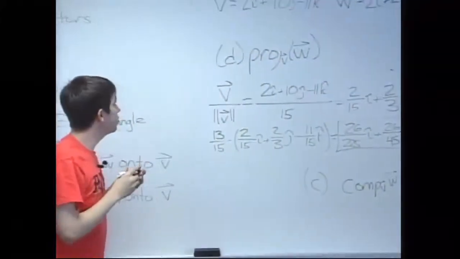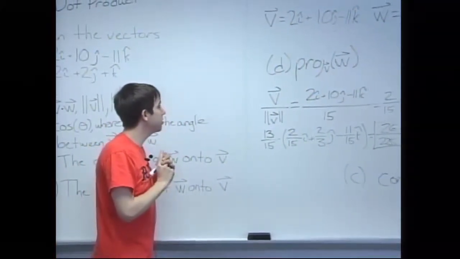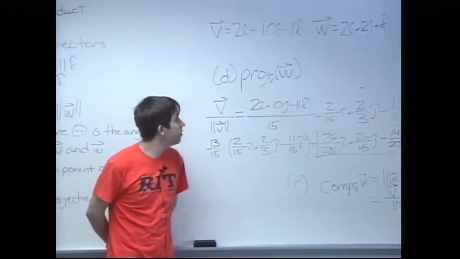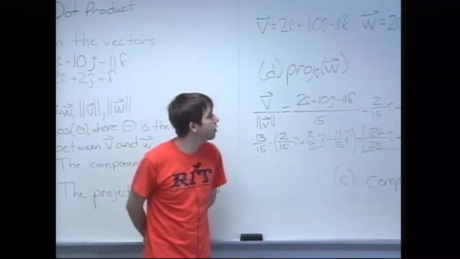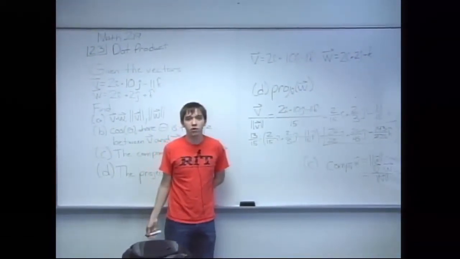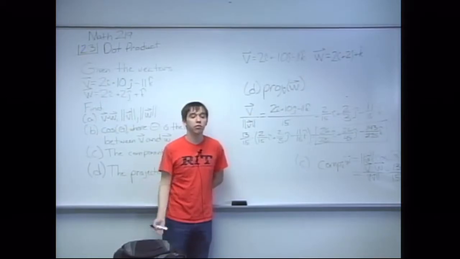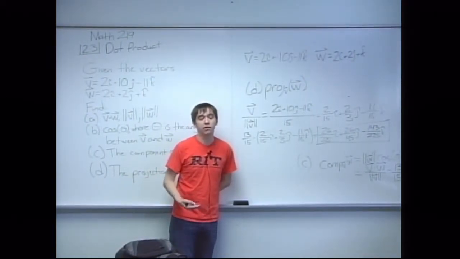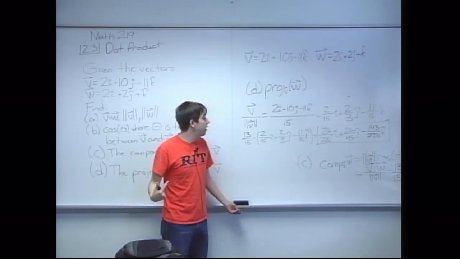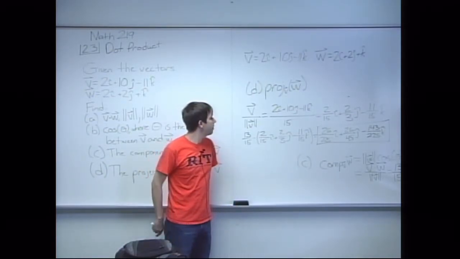And that is the solution to part D, the projection of vector w onto v. So this concludes this particular section for multivariable calculus, the dot product. Again, if you have any questions that you want us to do other than those that are on your worksheets, we'll be more than willing to give them a shot. And thank you very much for your time.